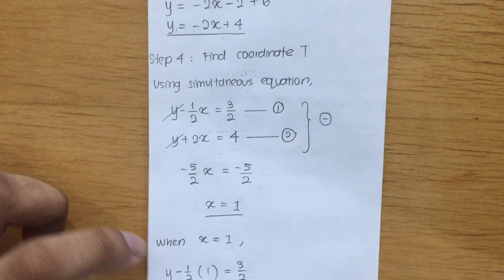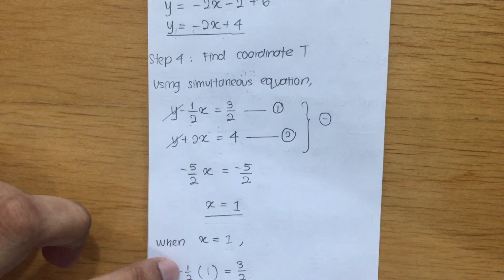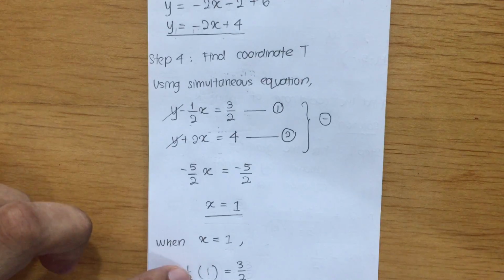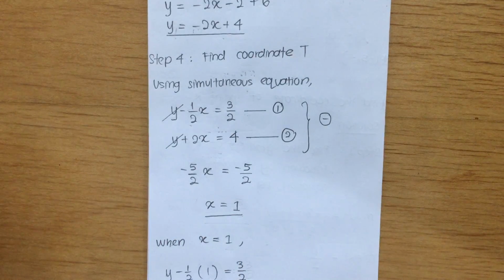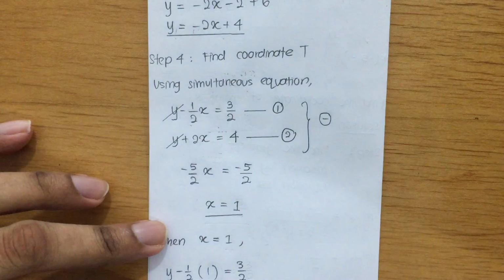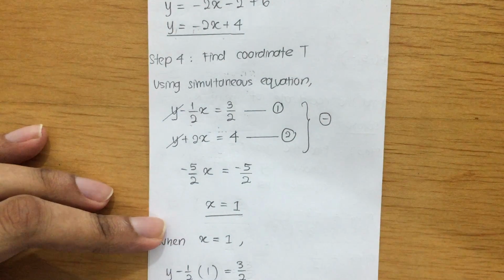So you substitute in the 1. So 3 over 2, the negative half times 1, you get negative half. You bring it to the right hand side, you get 3 over 2 plus 1 over 2. You get 4 over 2. 4 over 2, you get is 2. So from here, you get your y is equals to 2, guys.